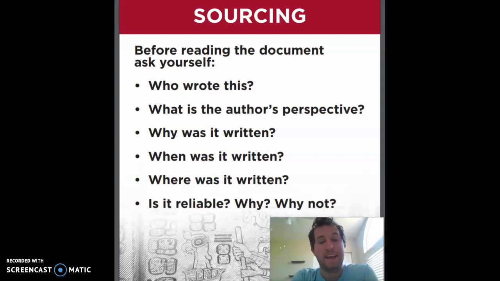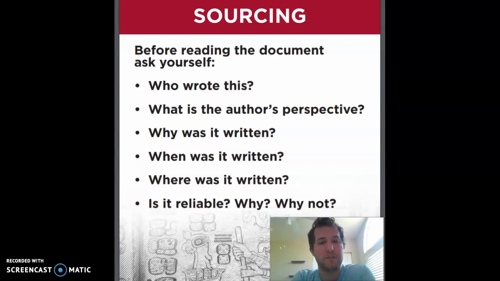Hey everybody, today we are going to be going over the four main historical thinking skills that we are going to be covering this year. Now today is just a brief introduction to those skills. However, throughout the year we will keep returning to them, keep practicing them, and keep getting them down. So like I said, this is just an introduction.